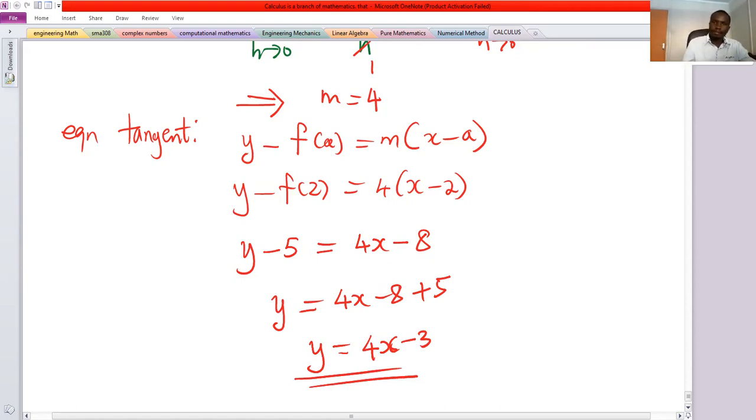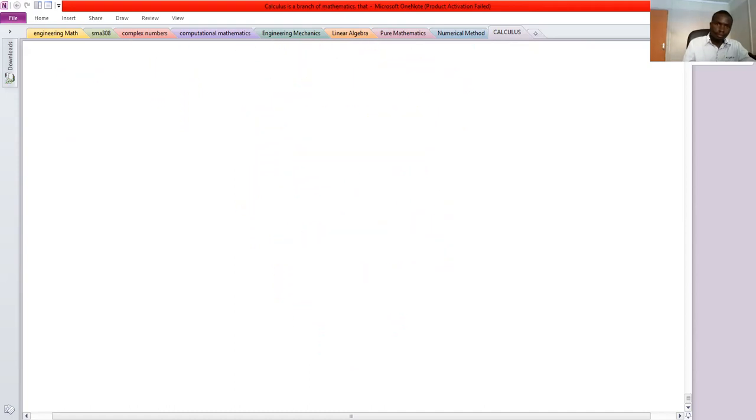B, g of x is given by x over x minus 2. The point is (3, 3).